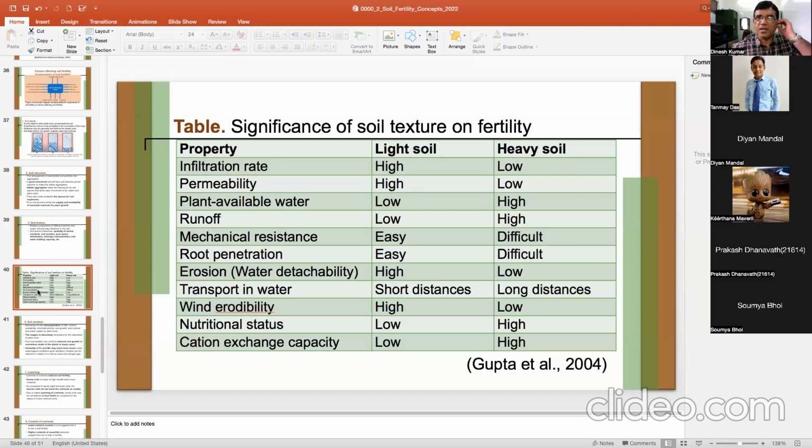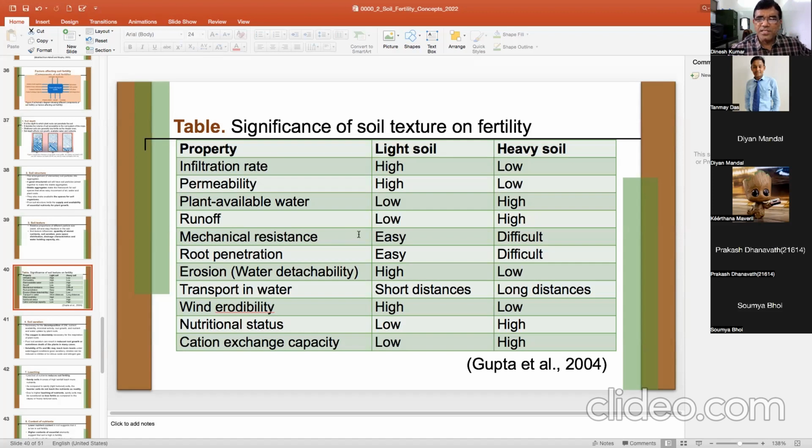Now you can see the significance of soil texture on fertility. So it is not just CEC, there are many more aspects on which light soil, or coarse texture soil, and heavy soil, meaning fine texture soil, differ. Infiltration rate: high in light soil, low in heavy soil. Permeability: high, low. Plant available water: low here and high there. Runoff: low, high. In heavy soils, you can have more runoff because the percolation rates are low.